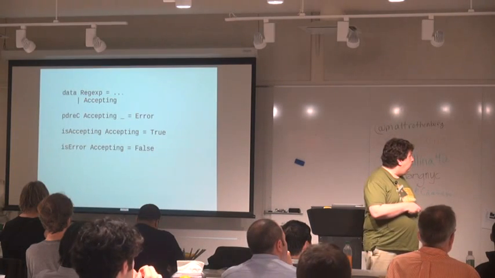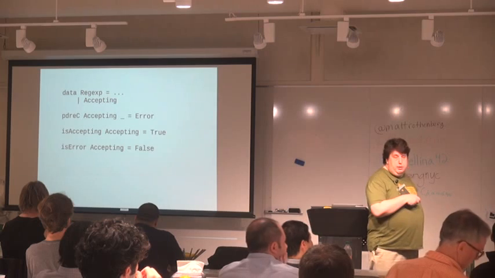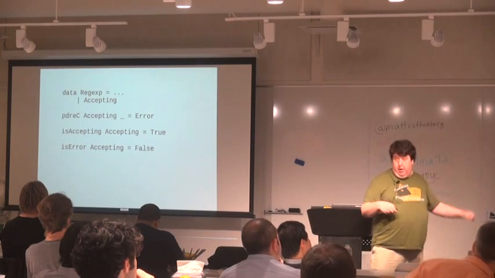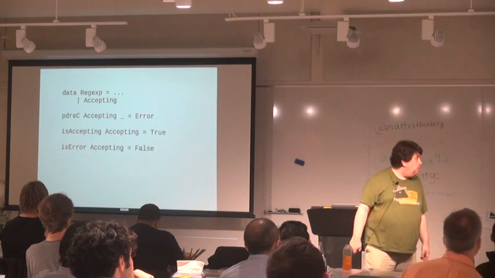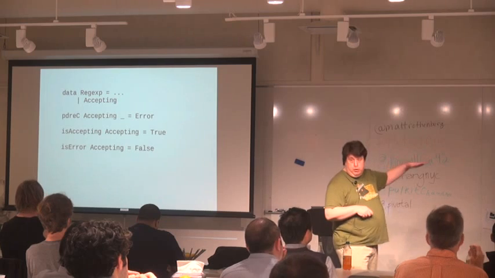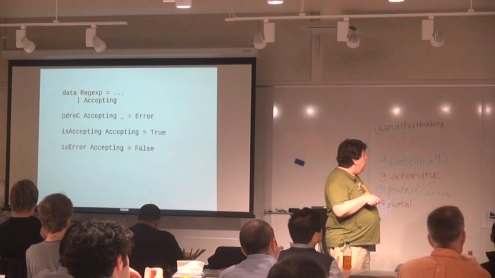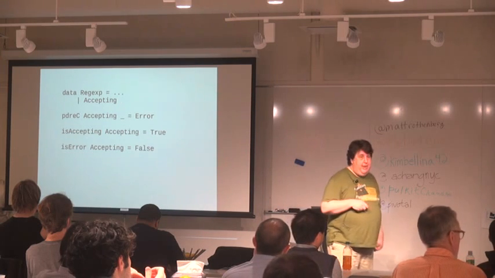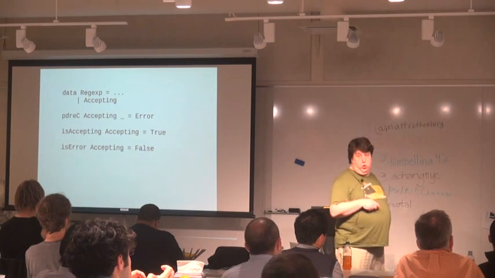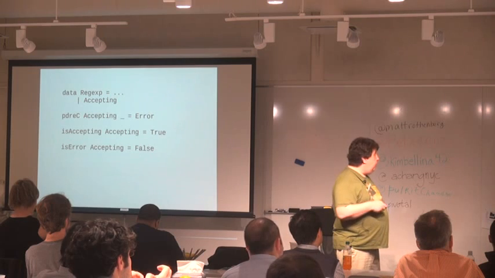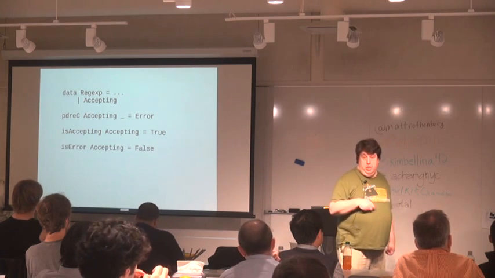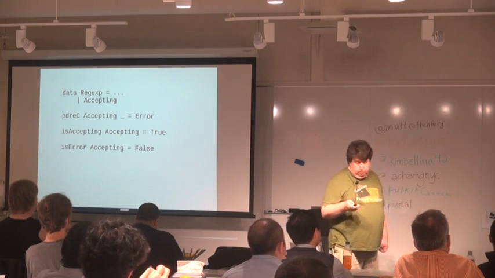So, data regex. I'm going to start using ellipses here to represent everything else we've already added, plus, in this case, the new constructor accepting. I'm also going to just start listing the individual cases here. Obviously, you'll need to fold these in where they belong. The partial derivative of accepting with respect to any character is the error state. The empty string doesn't start with any character, so it gets thrown away, and it's the only string in our set, so it's the error state. Is the accepting state accepting? Obviously. Is it the error state? Obviously not.